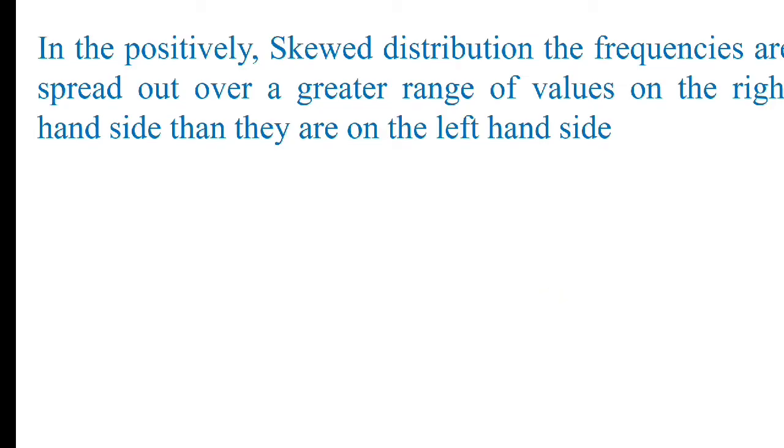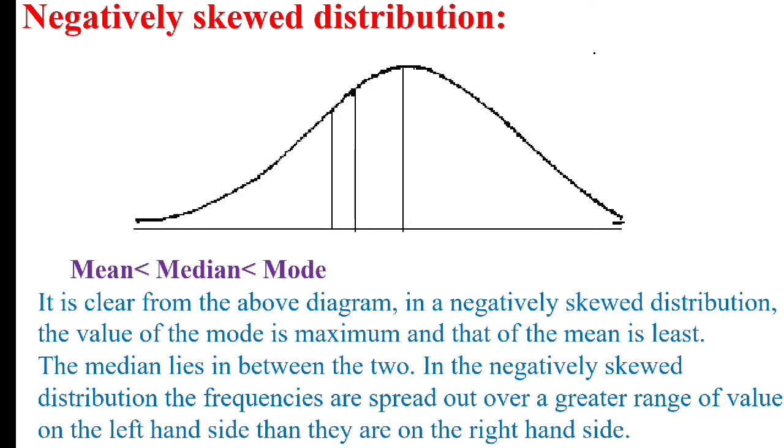In the positively skewed distribution, the frequencies are spread out over a greater range of values on the right-hand side than they are on the left-hand side.